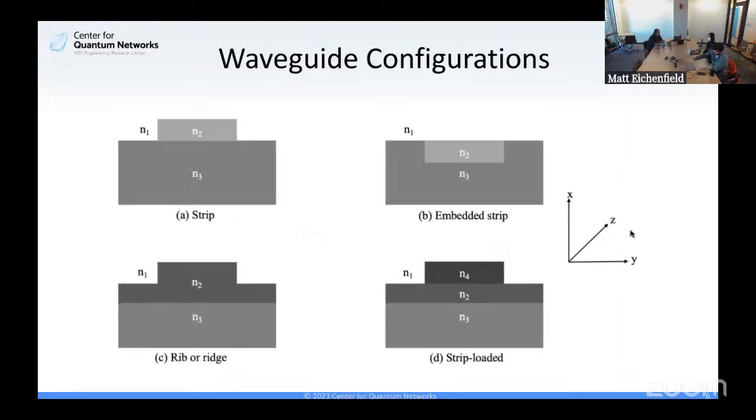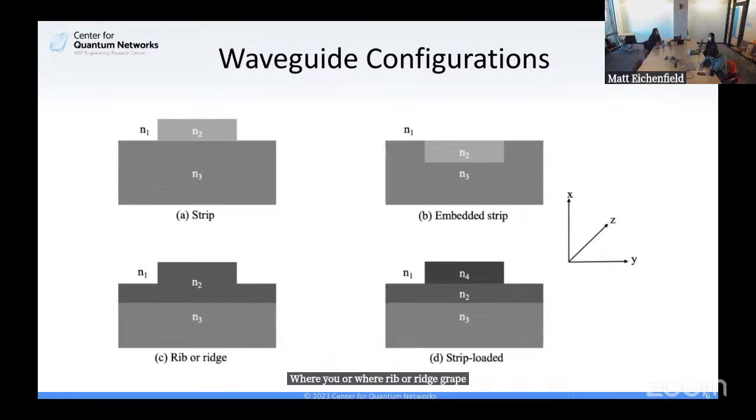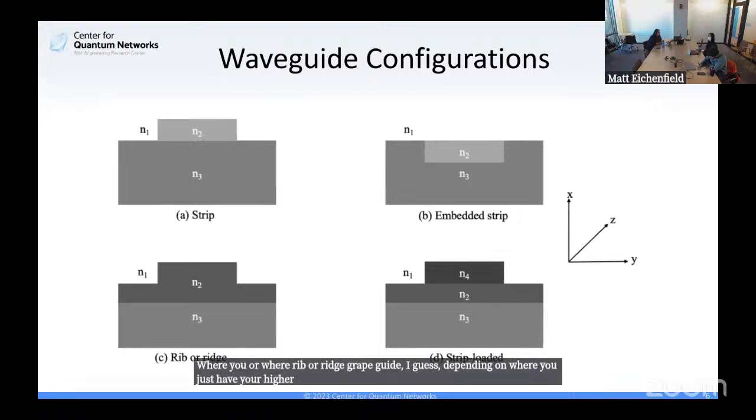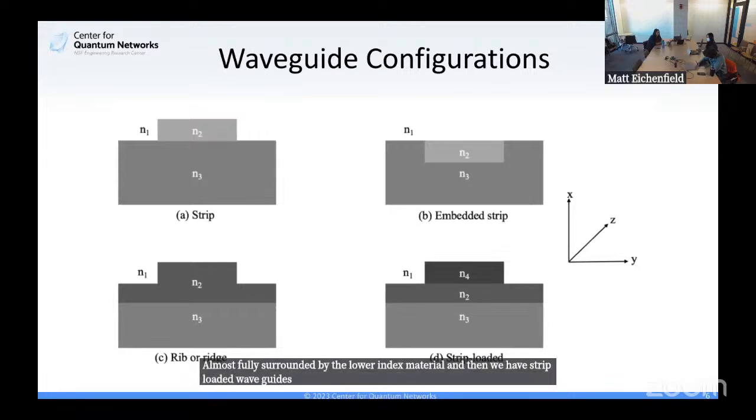So moving on, there's a couple of different waveguide configurations. The simplest one is a strip waveguide, or rib or ridge waveguide, I guess, depending, where you just have your higher index, which is this N2 right here, sitting on top of your lower index material. And then we have embedded strip waveguides, where it's almost fully surrounded by the lower index material. And then we have strip loaded waveguides, where you have a layered structure of refractive indices.